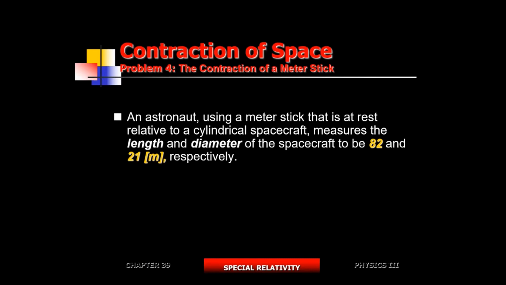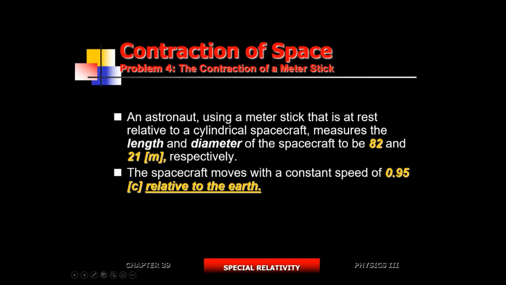All right, so we got an astronaut. He's got a meter stick, which means that the meter stick is going to be 1 meter long. And it's going to be 1 meter long relative to a cylindrical spacecraft. As it so happens, the length of the spacecraft is going to be 82 meters, and the diameter is going to be 21 meters. So that's what we got.